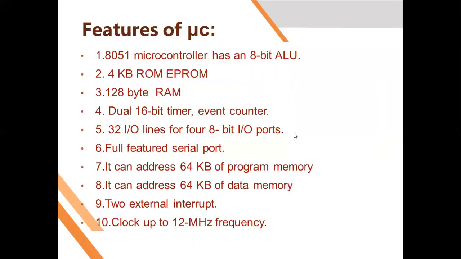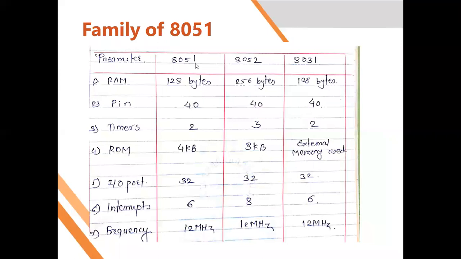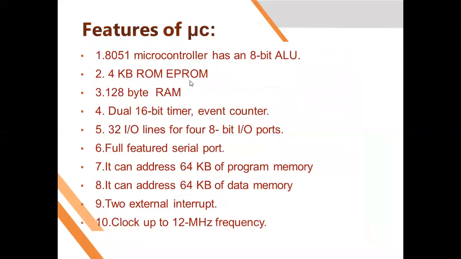Okay, then here is the family of 8051 which we have already seen. Now just revise the features. What are the features? First thing is it is an 8-bit microcontroller. Why is it 8-bit? The first or main reason is ALU is 8-bit, and the secondary reason is all the internal data buses and the registers have the capacity of 8-bit. Now 4 KB ROM, 128 byte RAM. As we know that program and data memory are separate.